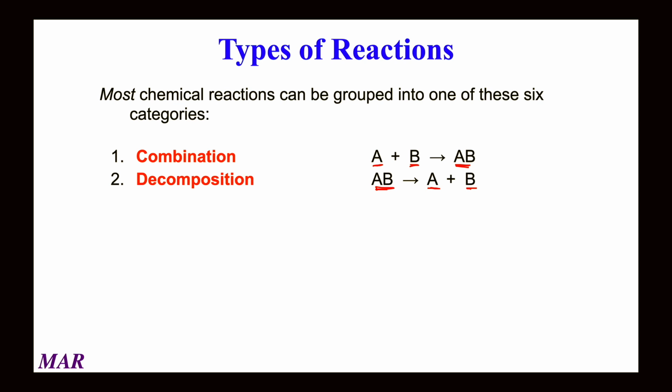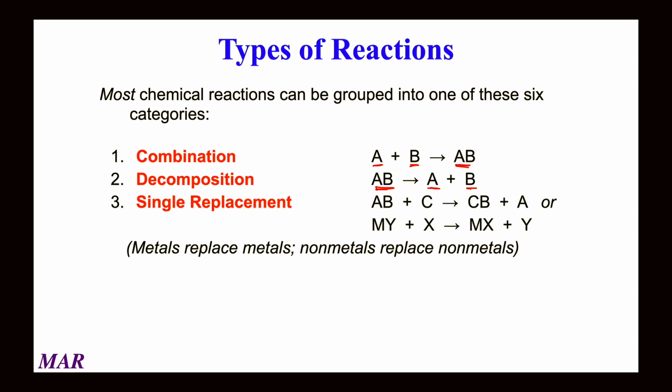In a combination reaction, you're making a more complex molecule. In a decomposition reaction, you're taking a complex molecule and breaking it down into smaller pieces. A single replacement reaction is kind of like a dance. So let's look at the first example right here with A, B, and C. So A and B are dancing, and C goes, hey, I want to dance with B. So C pushes A out. And on the other side of the equation, C and B are dancing, and A is by itself. This is a single replacement reaction where one piece is replaced by another.